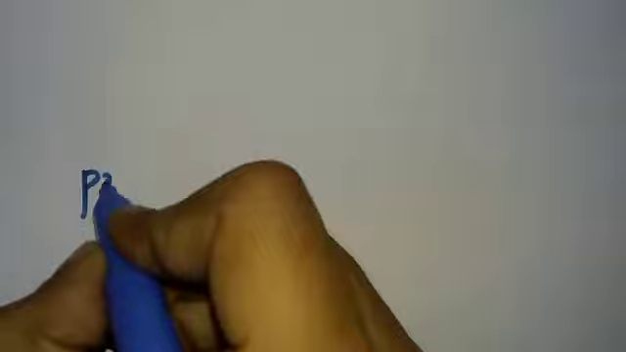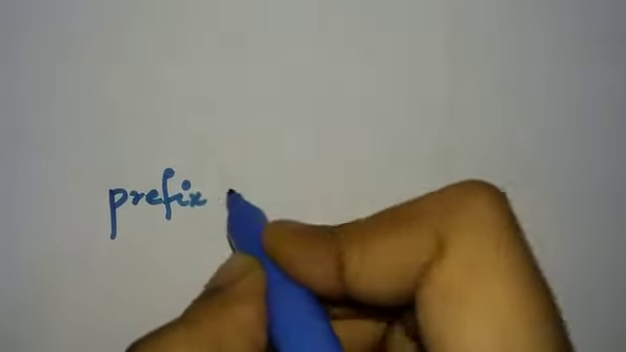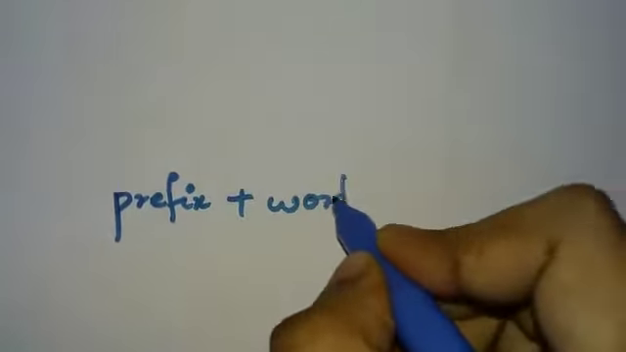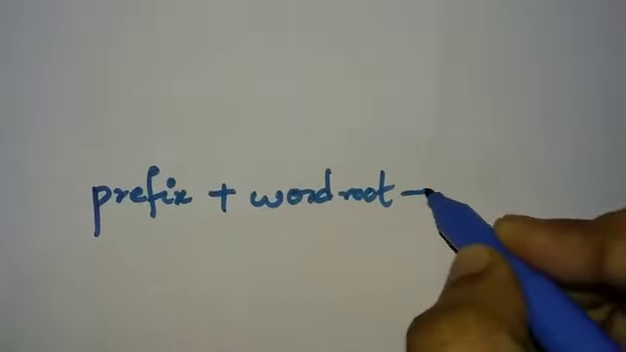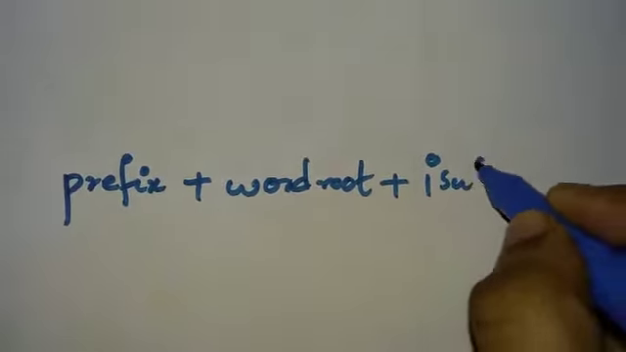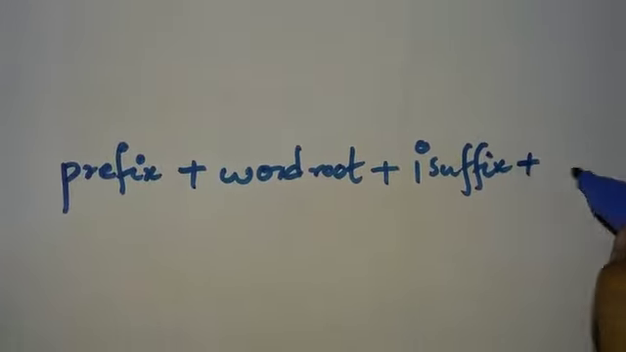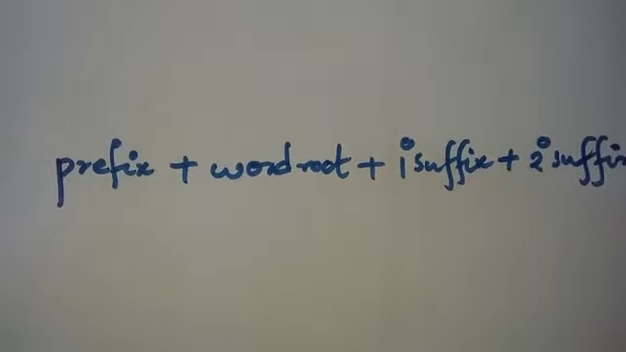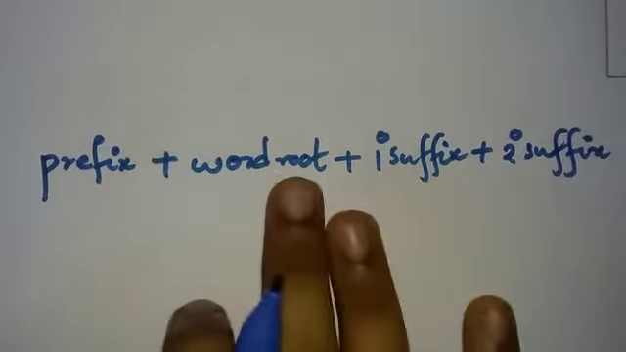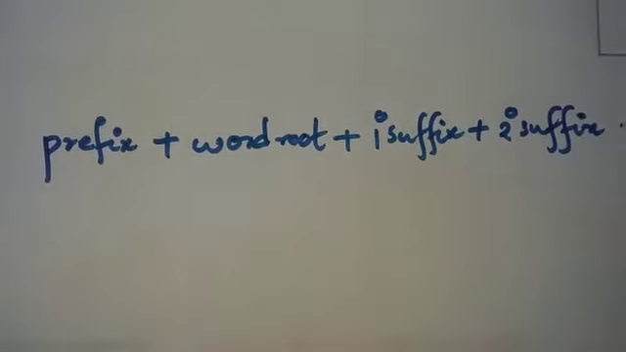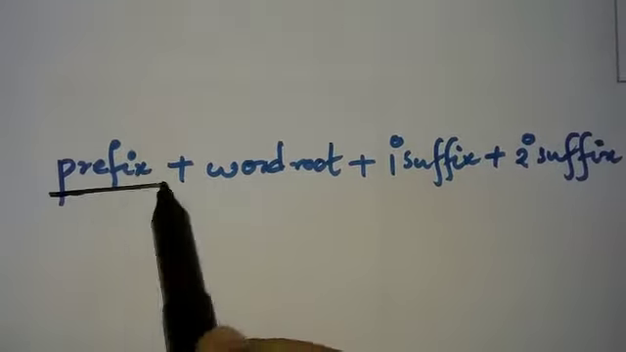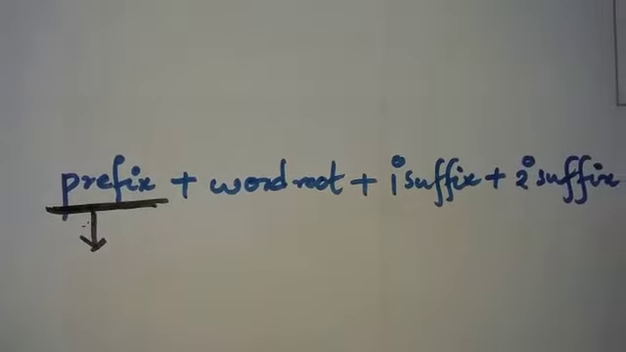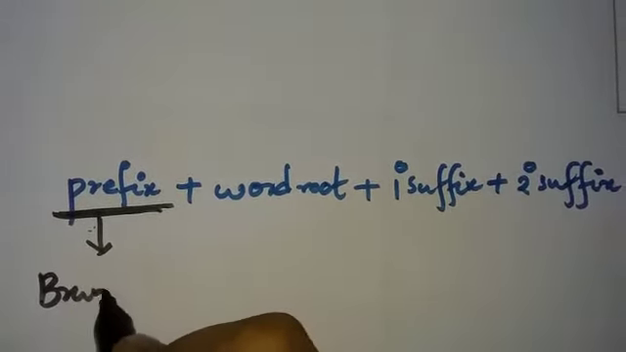The main thing we have to remember when naming an organic compound is this: prefix plus word root plus primary suffix plus secondary suffix. These are the main things we have to remember when we are going to name an organic compound. The prefix means the branch connected to the parent chain.